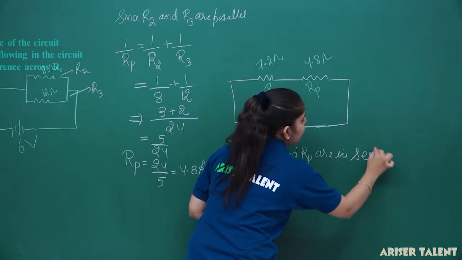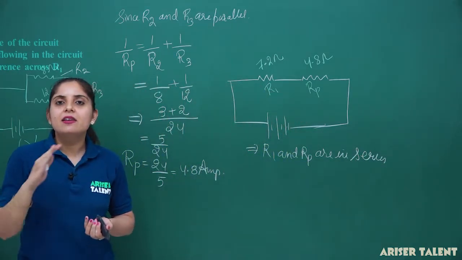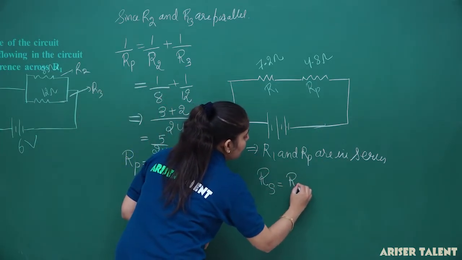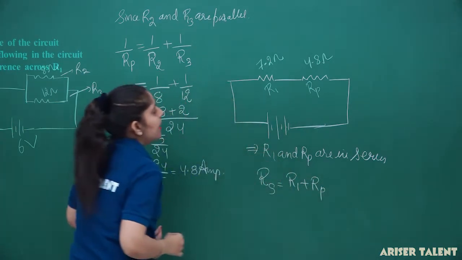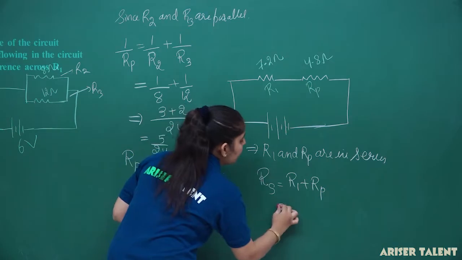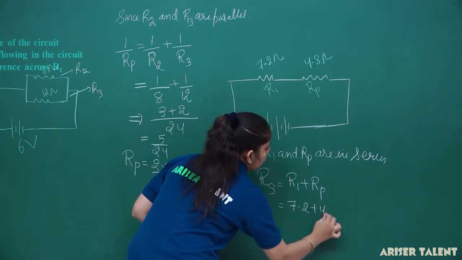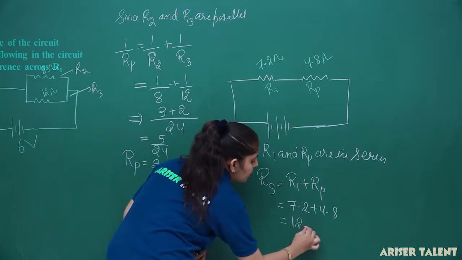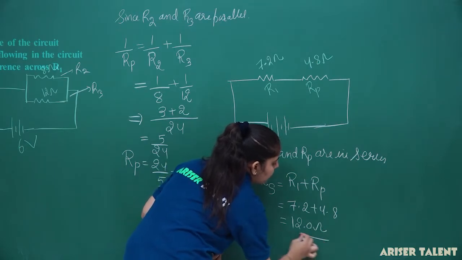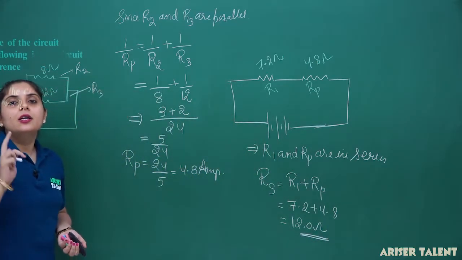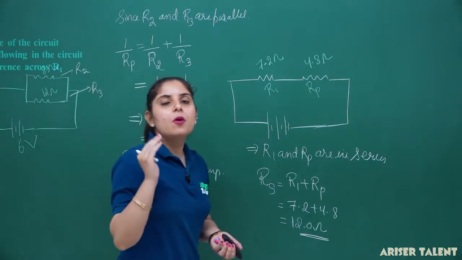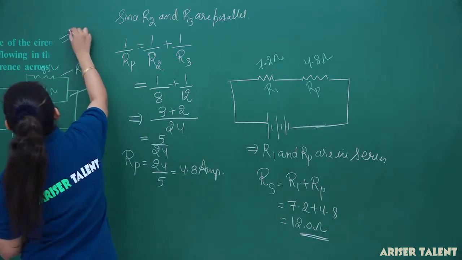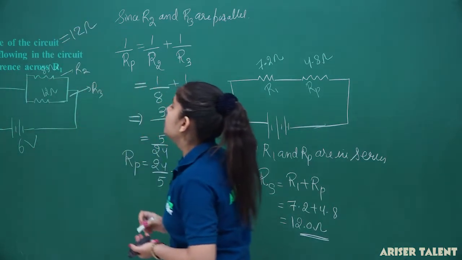What is the formula for the series combination of resistances? In series, the resistances are simply added. So, what we will get? We will get Rs equal to R1 plus Rp. And what did it come out to be? It came out to be 7.2 plus 4.8. 7.2 plus 4.8 is equal to 12.0 ohm. So, what is the total resistance of the circuit? The total resistance of the circuit will be the sum of the parallel combination plus the series combination. So, the first part has an answer that is equal to 12 ohm.